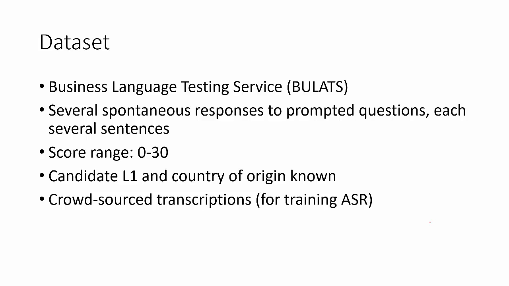And the score range of this is 0 to 30. So 0 being really bad pronunciation and 30 being native pronunciation. And as well, we also have the demographic collected in this testing service. The candidate indicates what the first language is and what country they're from. And in this paper, they also crowdsourced some transcriptions. So they got people to transcribe a bunch of the audio, and this is used for training the ASR system.